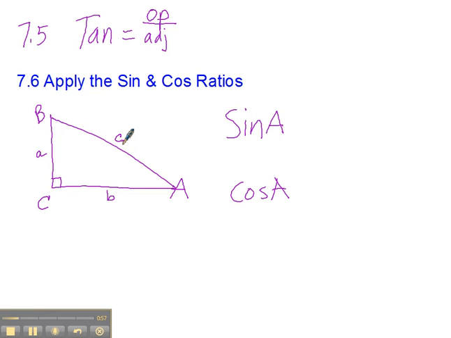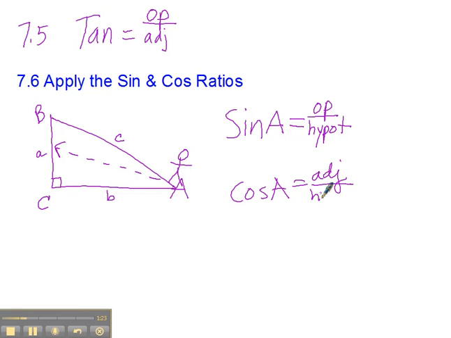So we define the ratio tangent A as if you were standing at angle A and looking across. So it would be the opposite side over the hypotenuse. Cosine A, we're still standing at angle A, is the adjacent side over the hypotenuse.